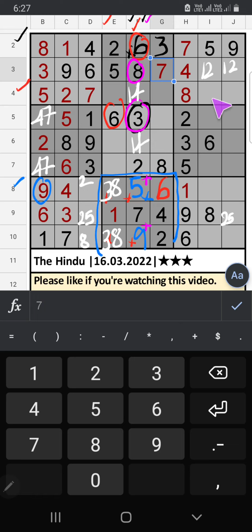4th row, 2 numbers are remaining, 3 and 6. Column I, we have 6. So 6 can't come in this cell. 6 is confirmed here. Then 3 is here.